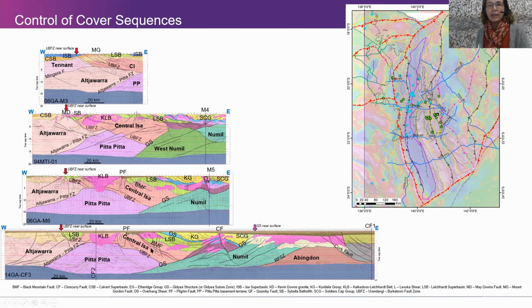And so thinking about that, and I will start trying to do my restorations further back in time, I would argue that the Gija suture or structure is probably a likely feature to have been controlling the deposition of those cover sequences back at Leichhardt superbasin time. And certainly we can see here nicely on these sections how the Kurri-Dala Soldiers Cap group is localized over that structure as well.